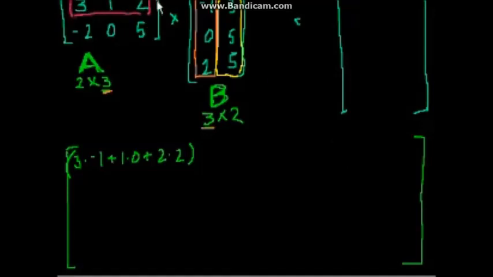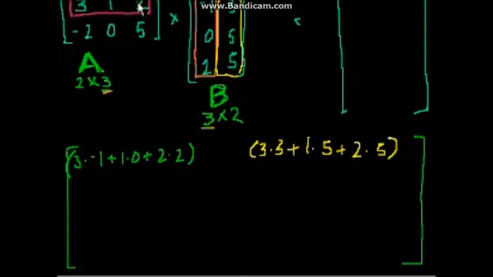Because this row, row 1, column 2. 3 times 3 plus 1 times 5 plus 2 times 5. Right? We're just multiplying the corresponding terms: the second term times the second term, the first term times the first term, although in this case, they're going down, and in this case, they're going left and right. And we add them all up.